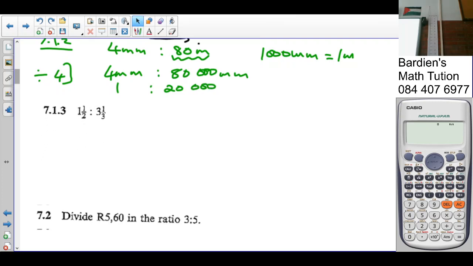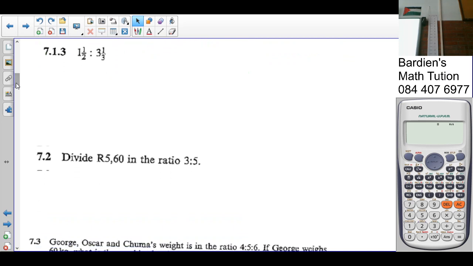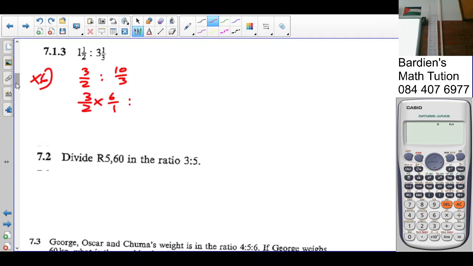Okay. Let's look at the next one. What's my LCM here? 6. So we first convert to improper. 2 times 1 plus 1 is 3. So it's 3 over 2 is to 10 over 3. So you said 6 is your LCM. So it's going to be 3 over 2 times 6 over 1, 10 over 3 times 6 over 1.